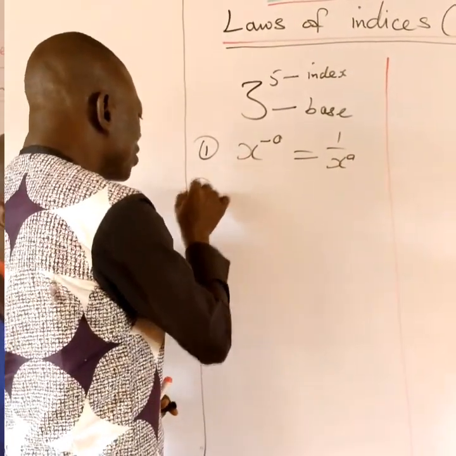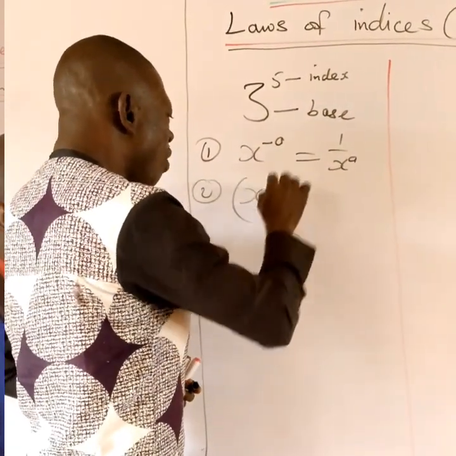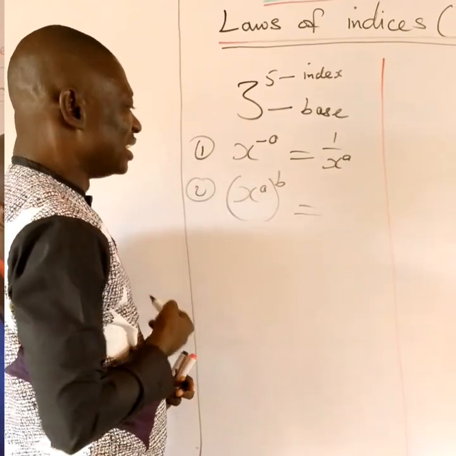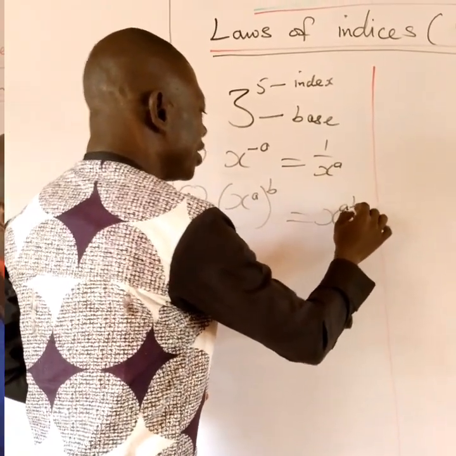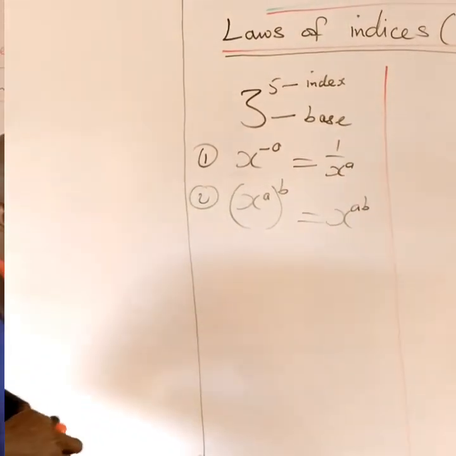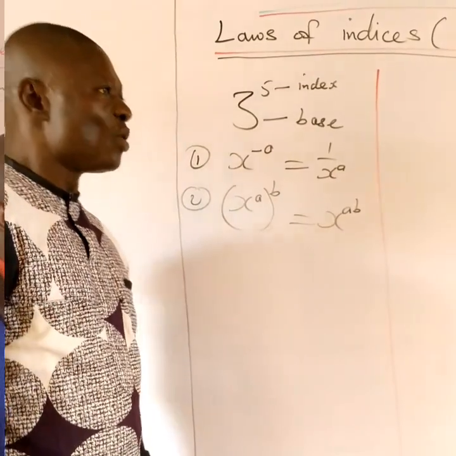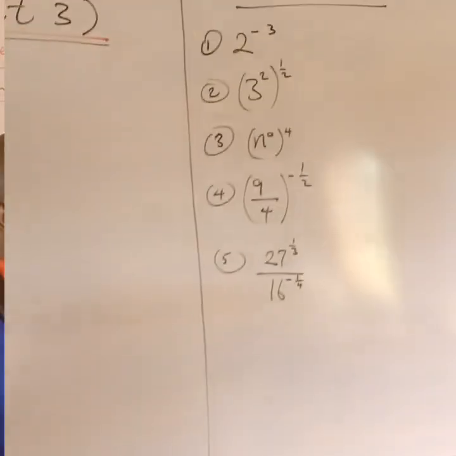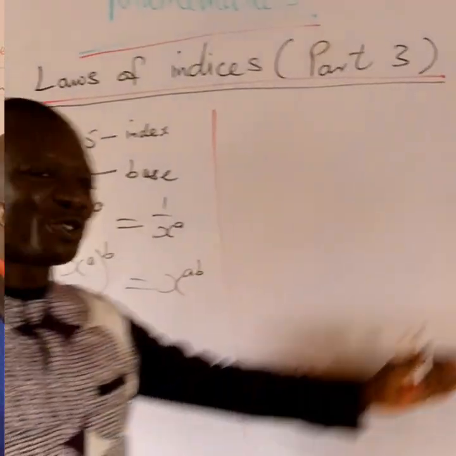Law number 2 is x raised to power a, all raised to power b. The law is saying we can easily multiply the indices, and that is going to be x raised to power ab, x raised to power a times b. These are the 2 laws we want to look at today. With the following examples, we are going to answer questions to illustrate what these laws are actually talking about.